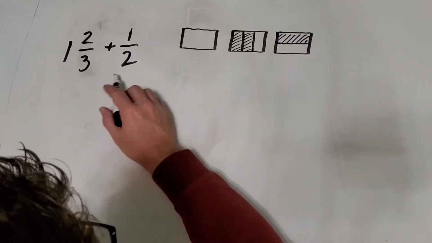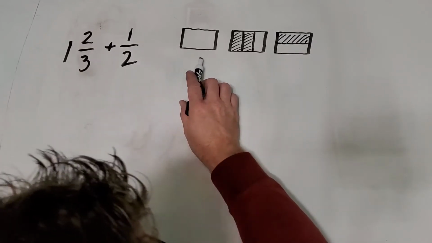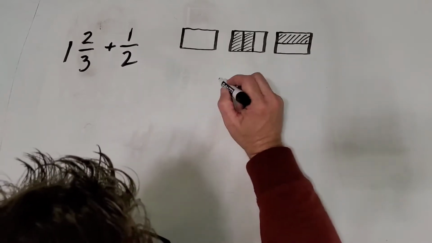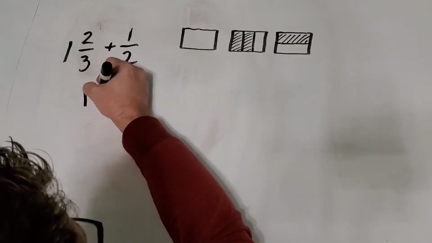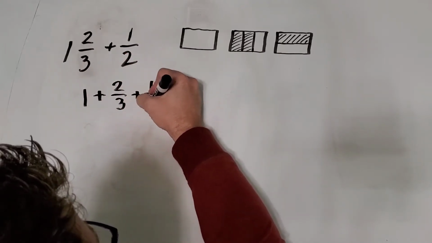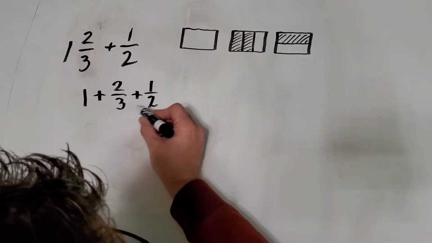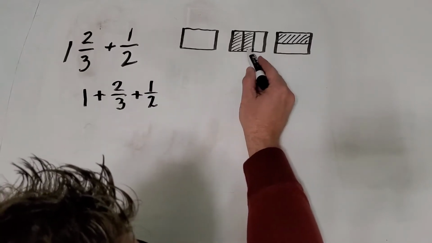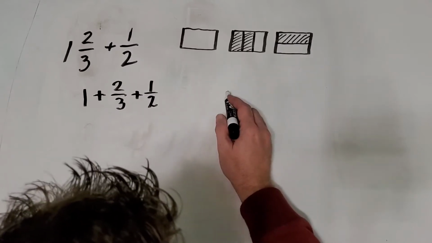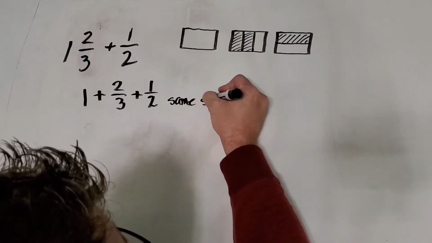So here's our problem. We have 1 2/3 plus a half. This is what it looks like as a picture. I have a whole, I have 2/3, and I have a half. I could actually write this as 1 plus 2/3 plus 1/2. But there's only one problem. You see, I can't add these two fractions together because they're different size parts. And as we've discussed, we can't put fractions together if they're not the same size part.